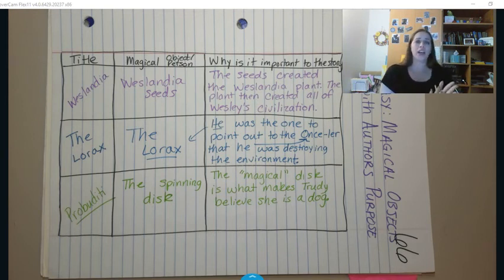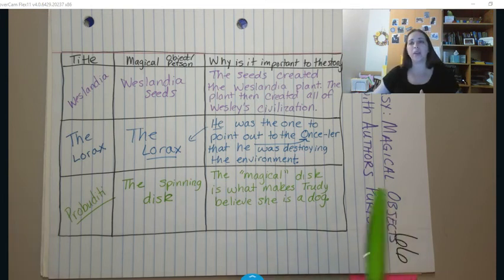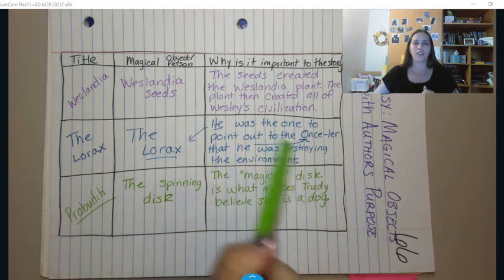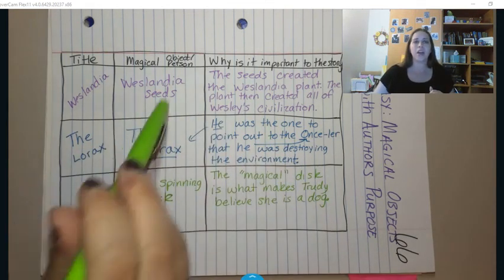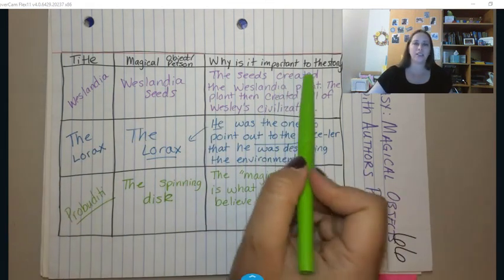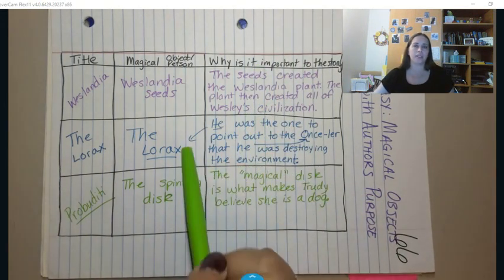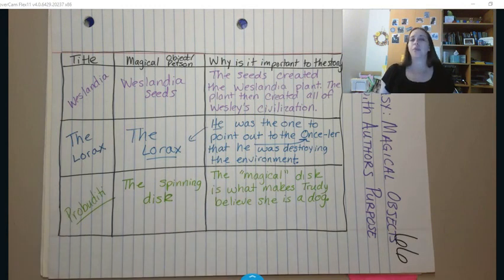All right, so I am glad you guys were able to join me. Make sure that you are paying attention. Make sure that you have written down all of these different parts. The magical object, why is it important to the story? What was the author's purpose for including all of these pieces in the story? And be ready to discuss magical objects and magical people and fantasy stories in your next class.